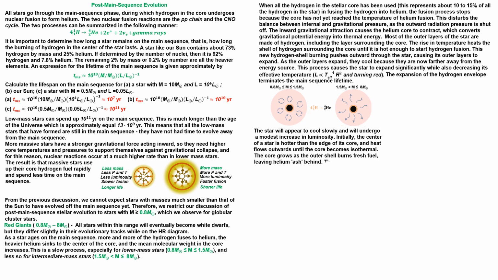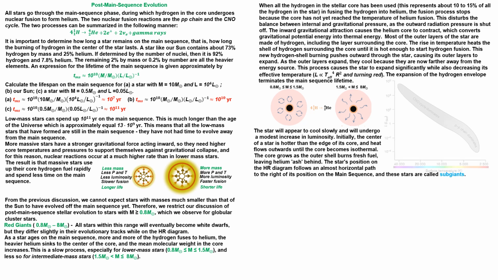The star's position on the HR diagram follows an almost horizontal path to the right of its position on the main sequence, and these stars are called subgiants. Observe the path of a star similar to our Sun and a star with 5 solar masses in the HR diagram. I'm leaving out some details to keep the video concise, but the general picture is this.